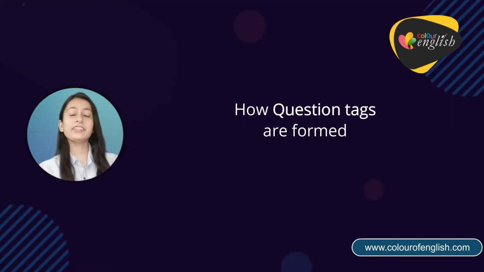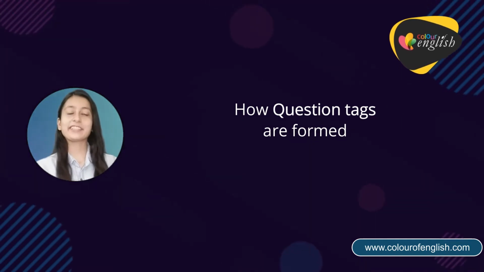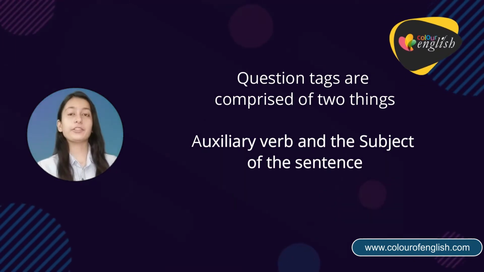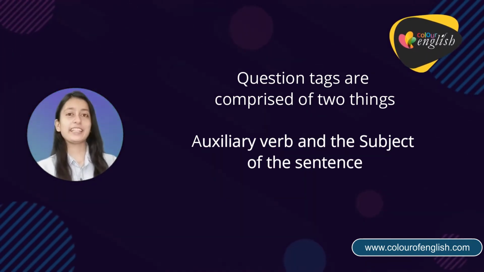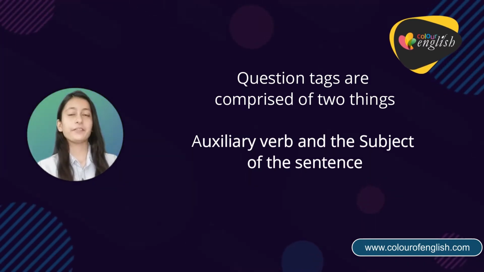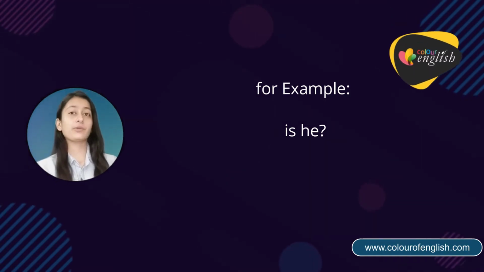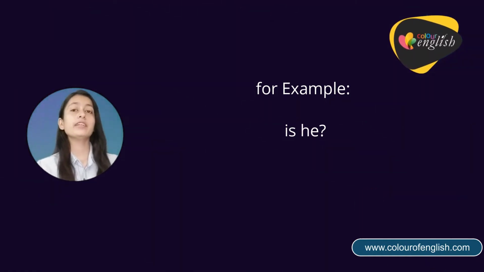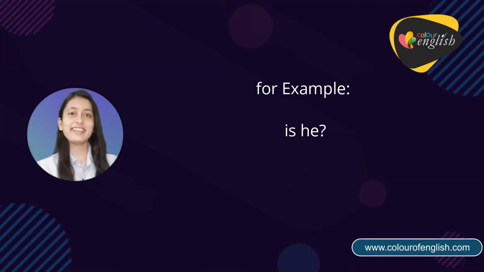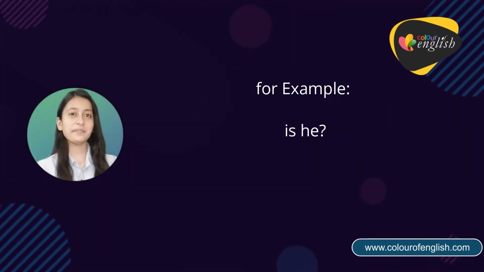Okay, so now the question arises: how are question tags formed? Question tags are comprised of two things, an auxiliary verb and the subject of the sentence. For example, "is he?" It is a question tag which includes the auxiliary verb "is" and the subject of the sentence, "he." Is he?